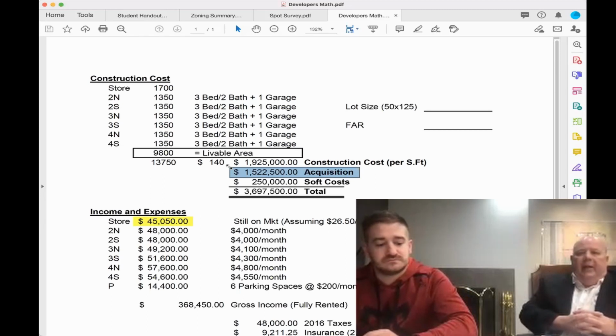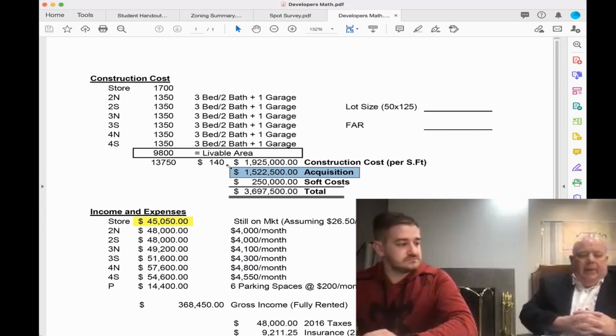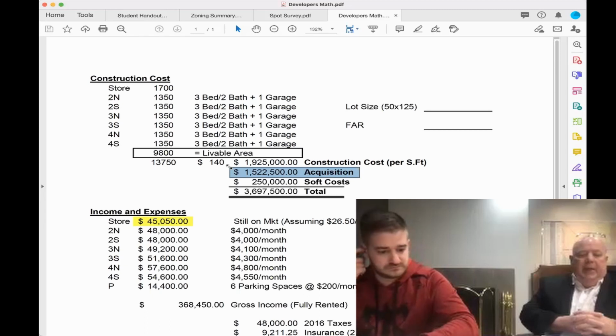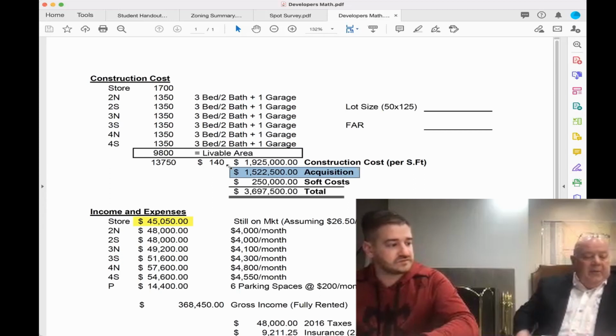So he has 29% common area waste here between the elevators and everything else. Normally you'd wind up with 15 to 20, so your cost becomes more for this building. He's got a very nice building. That's why he's getting $4,000 in rent for some of these.